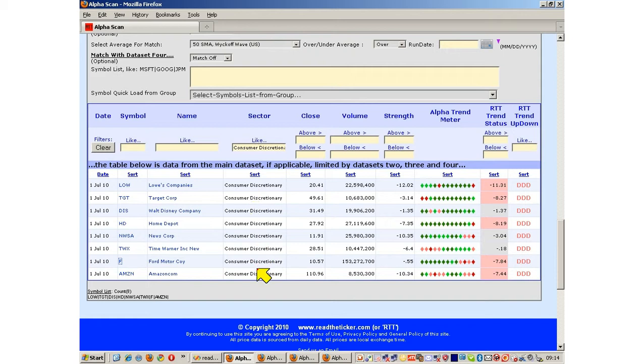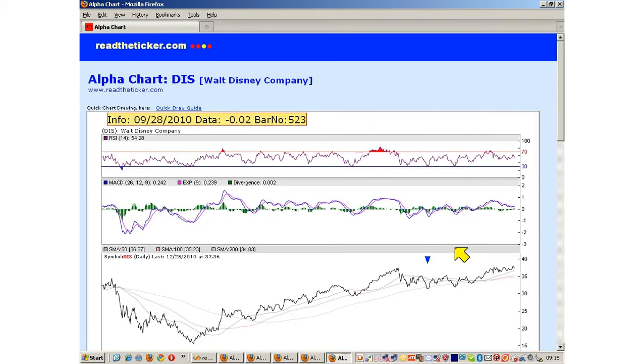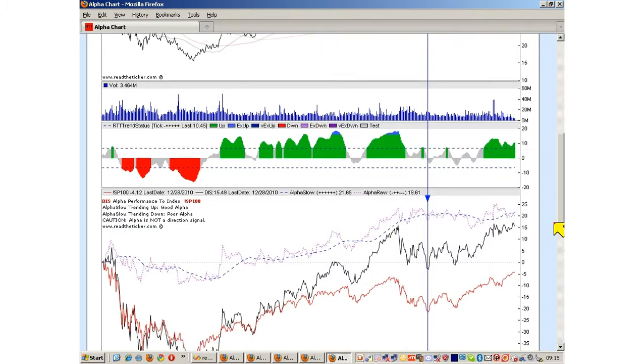So we're still searching through our consumer discretionary. This is because we determined that this consumer discretionary has had the strongest alpha in the last 12 months from our previous study. Disney. I always wonder what Disney's up to. There we go. Put this line on here again.